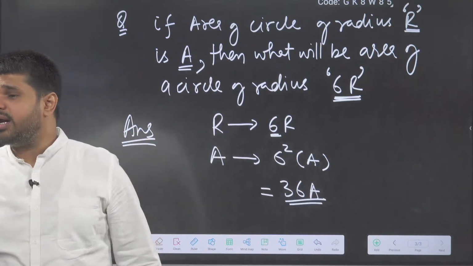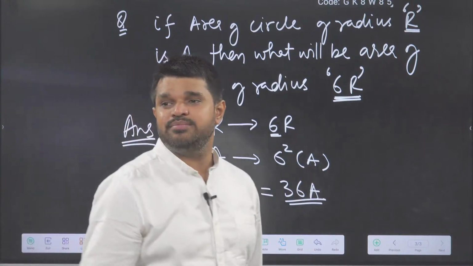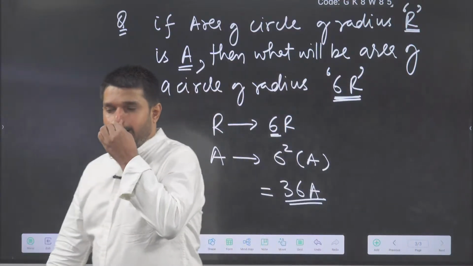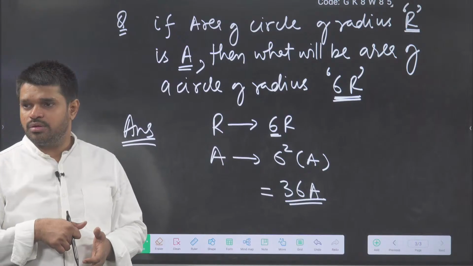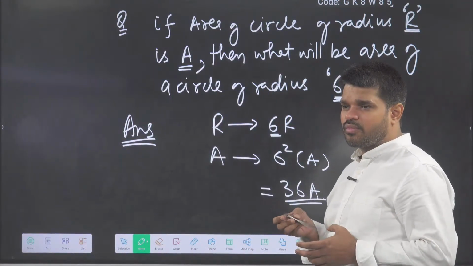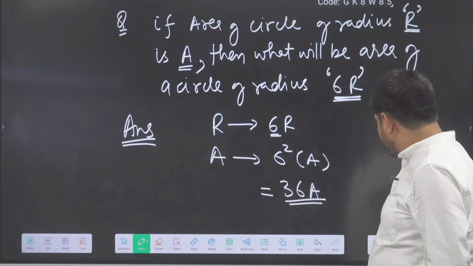No, not 36 a square, 36 a. 36 times. Write it. This completed. Should I continue? Okay. Now see.